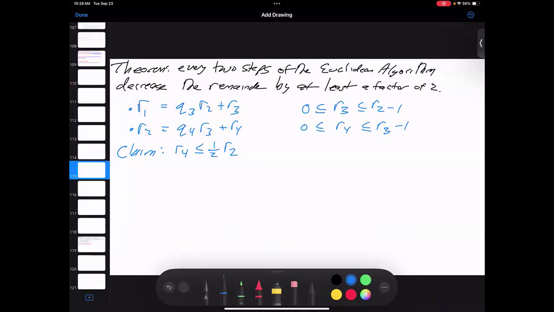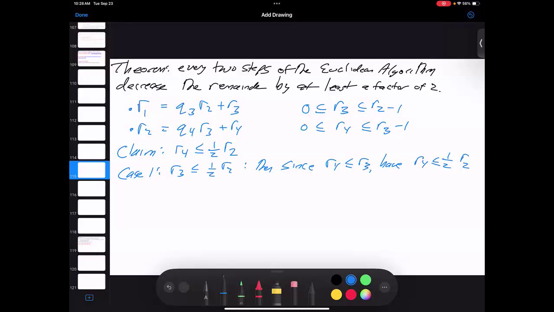That every time I go down 2 steps, I'm going to decrease by at least a factor of 2. Okay? So there's 2 possibilities. Imagine, so case 1, R3 is less than or equal to 1/2 R2. Then since R4 is less than or equal to R3, we have R4 is less than or equal to 1/2 R2.